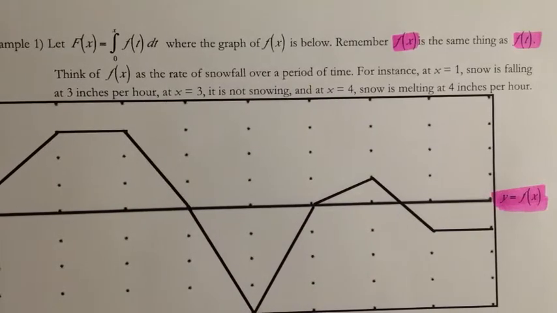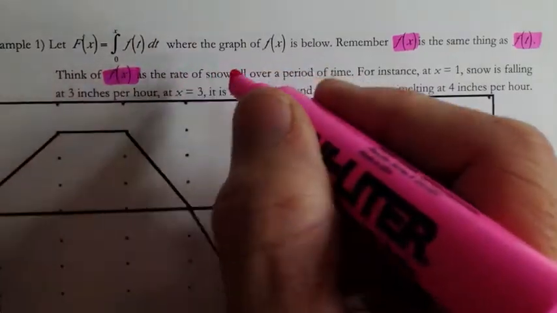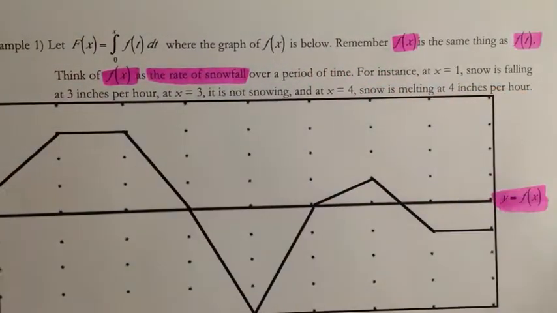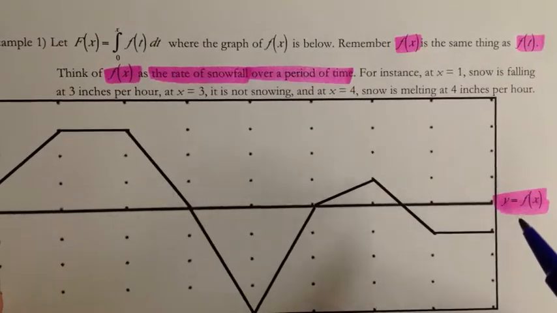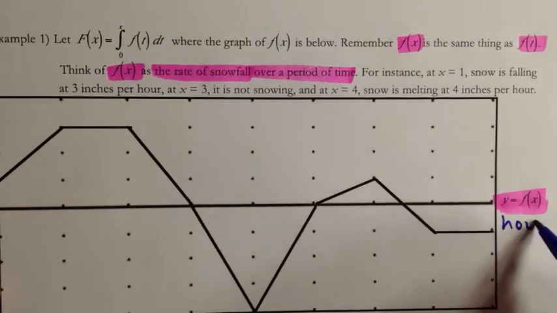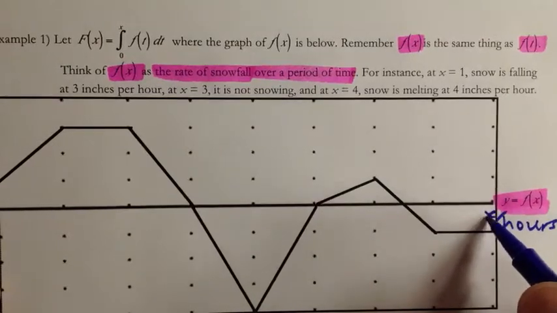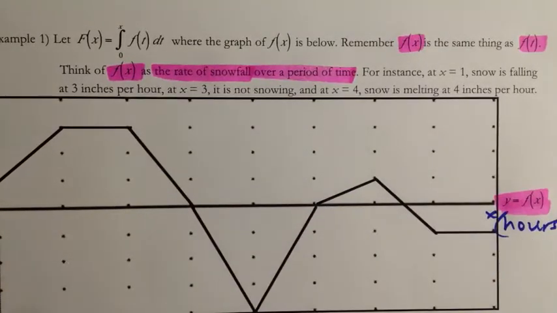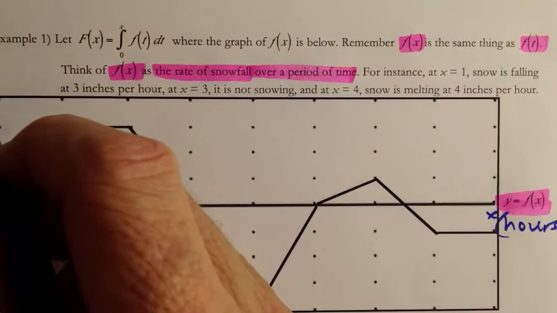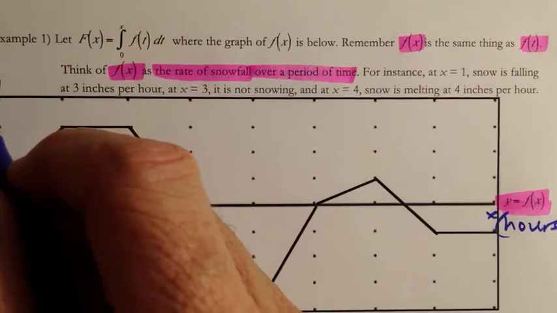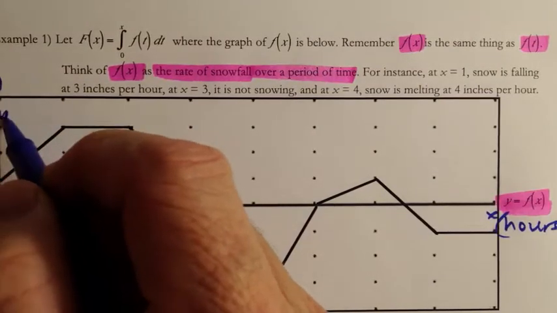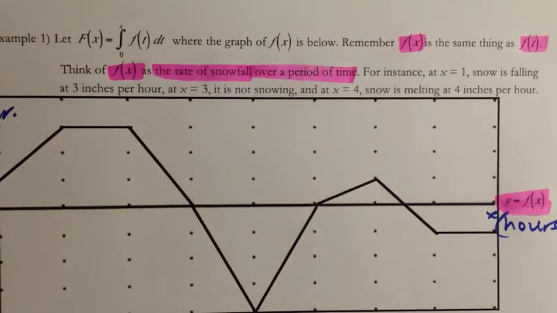function. Okay, so f of x, though, is the rate at which the snowfall is changing over a period of time. So what we have down here is the horizontal axis is our time in hours, x or t, whatever you want to call it, and then up here we have f of x, and that's in inches per hour. So the rate at which the snow, it really should say snow level, is changing over a period of time, so the level of snow.